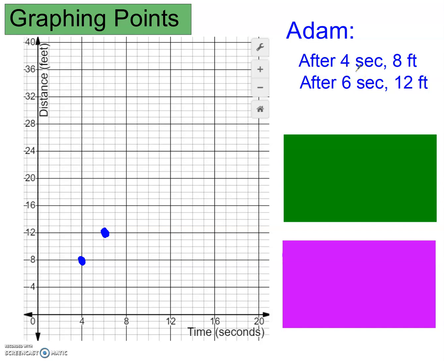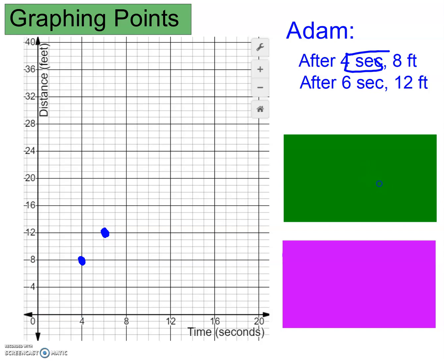And the scales down here and up here tell us where to go. So we looked and said, all right, 4 seconds, that'd be out this way, 4 seconds. And then 8 feet would be up this way, 8 feet. So we went to the place where those two meet, right there. Same thing with 6 seconds and 12 feet. We went out 6 and up 12. Okay, so we've got Adam's progress there. And we're going to leave that alone for just a bit.